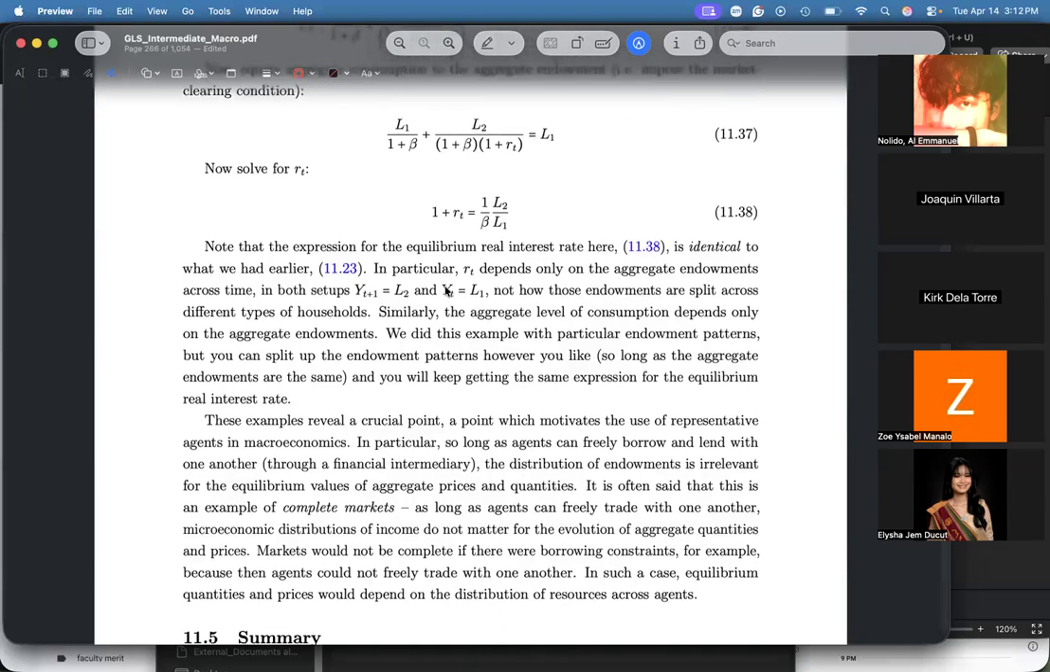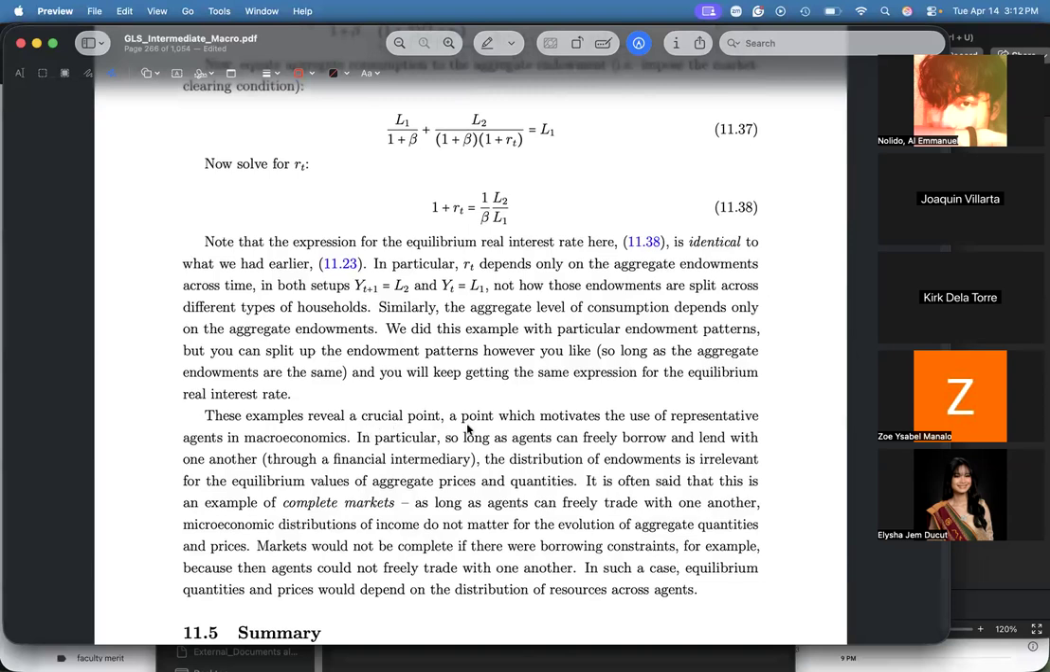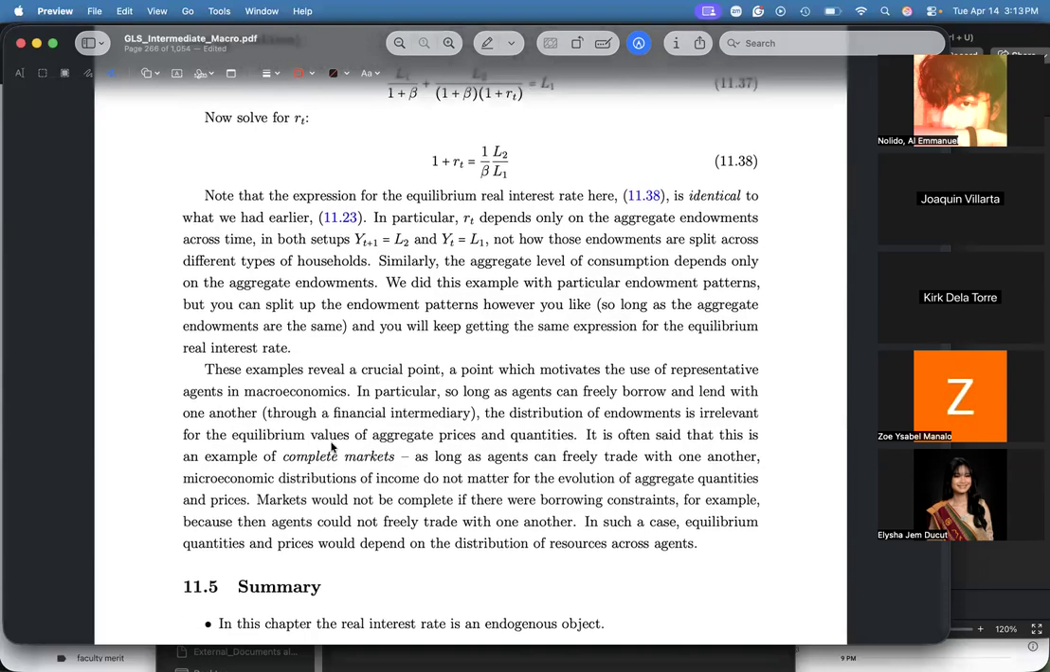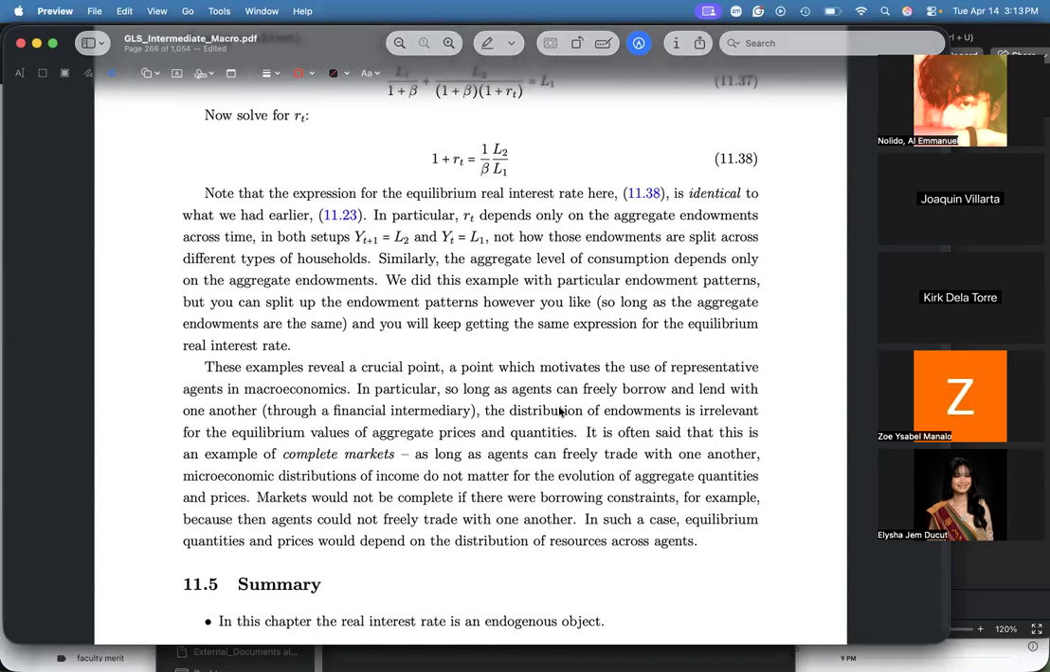So this reveals a crucial point. This motivates the use of representative agent models in macro. As long as agents can freely borrow and lend for a given R that is constant, or exogenous to the borrowers and lenders, the distribution of endowments is irrelevant for equilibrium values of aggregate prices and quantities. So this is an example of complete markets, which is the focus of most of our course here.